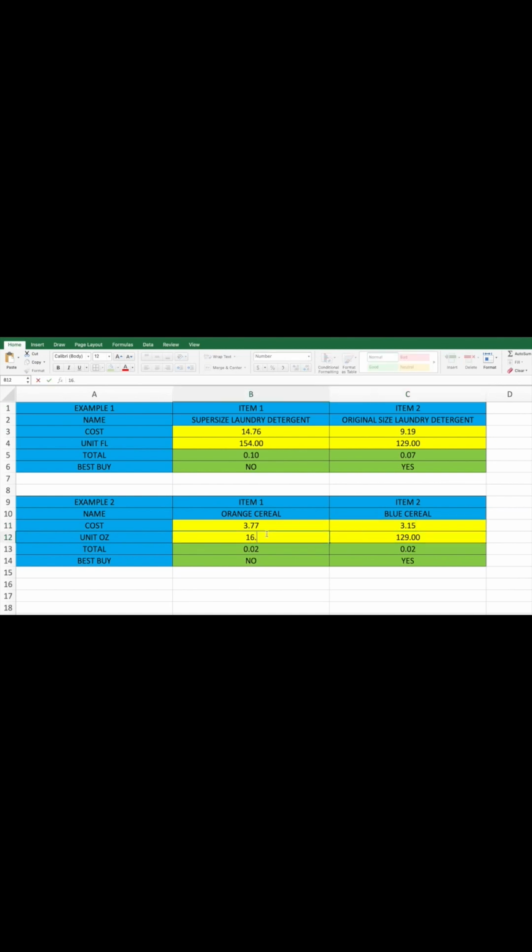But do not change the equations in the green cells and note how the formulas automatically update and calculate with new data.